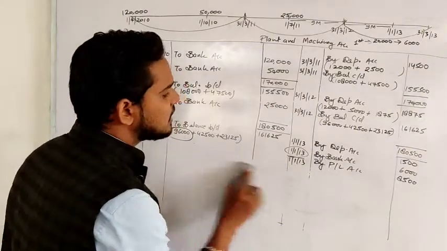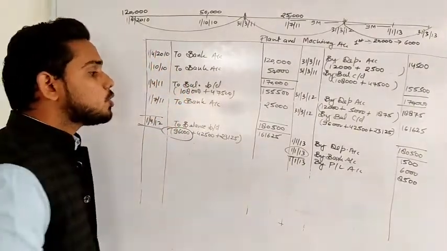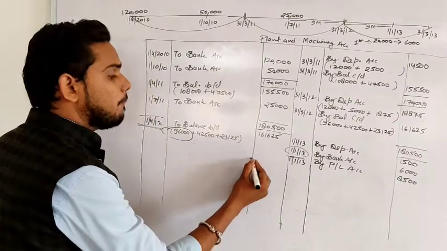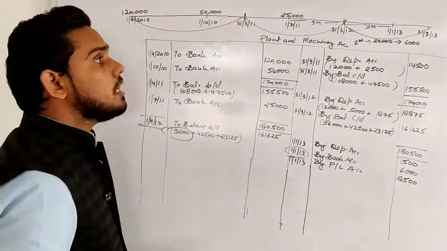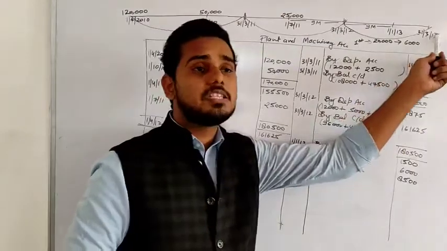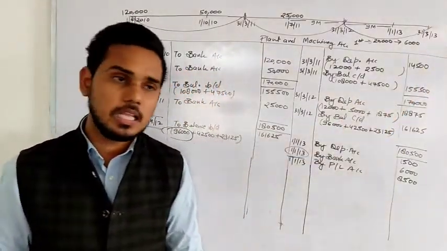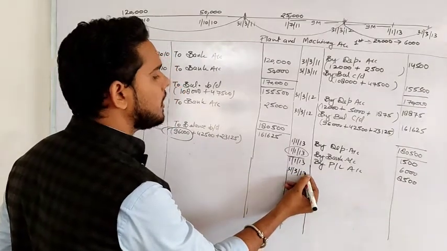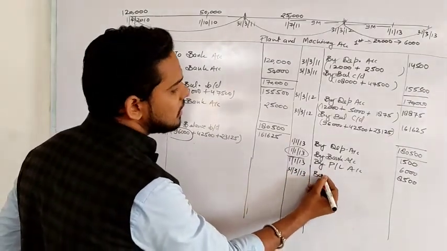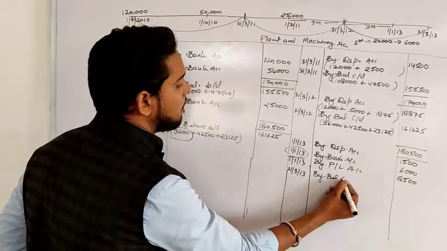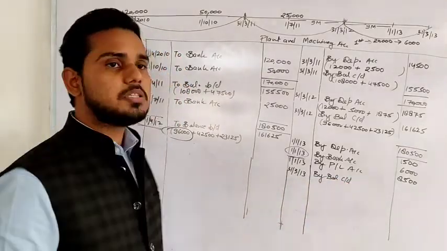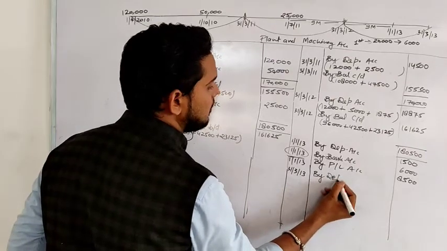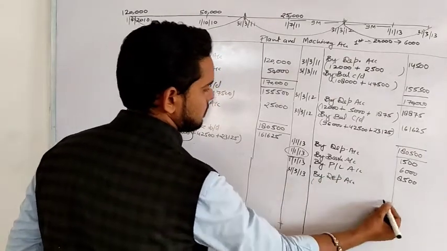In this year there is no further transaction, so we will close our accounts. But before closing the accounts, we will charge depreciation on 31st March 13 on the remaining machines. How many machines are we having? Still we are having 3 machinery, but this time in first machinery we sold some part, right? So we'll write: By depreciation.